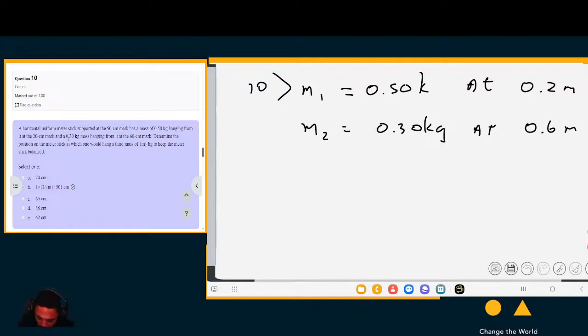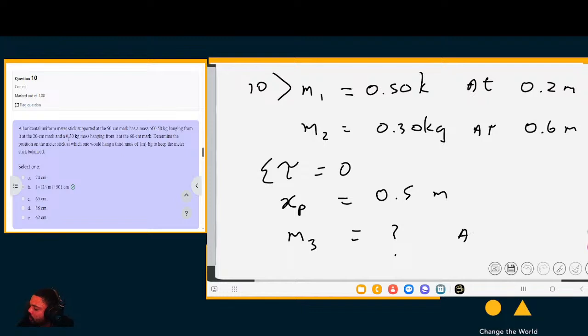Now we know for this meter stick to be in equilibrium, the sum of all the torques must be equal to 0. So let's say this is the meter stick, and let's say the pivot point, X pivot, is at 0.5 meters, in the middle of the stick. And then we have some mass M3, and we don't know what it is or at what distance it should be. That's why we're going to have to hang mass M3.